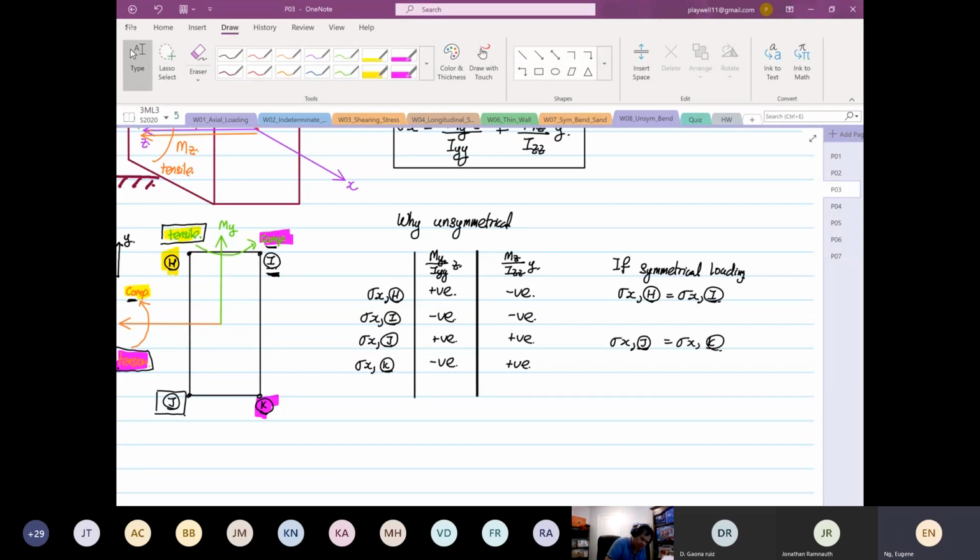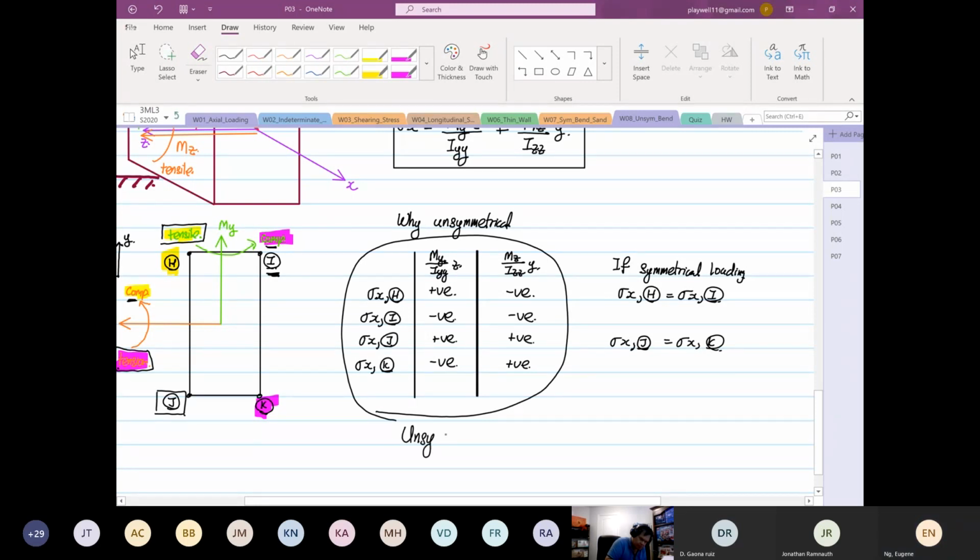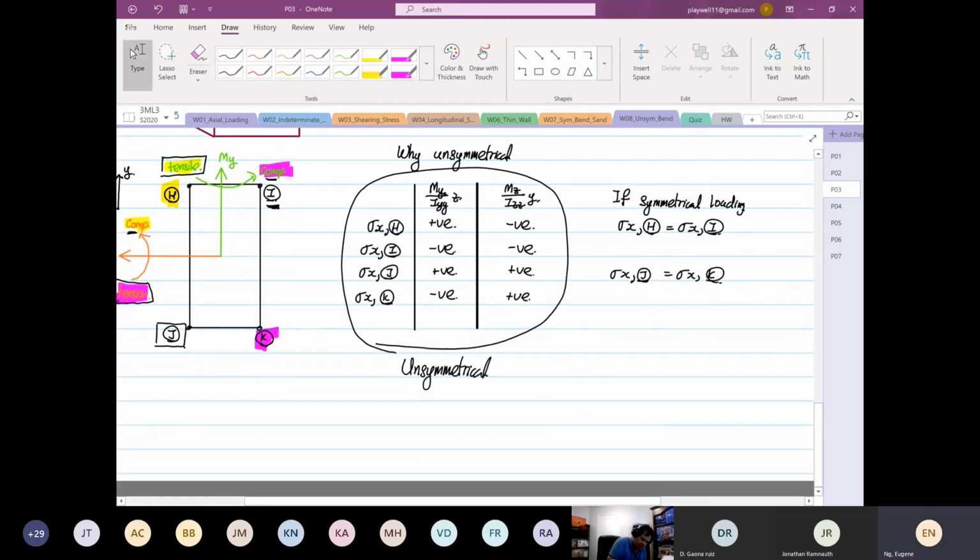So for this case, what you see over here is unsymmetrical, because stress X at point H is not equal to stress X at point I, or stress X at point J is not equal to stress X at point K. And I'll write this down.